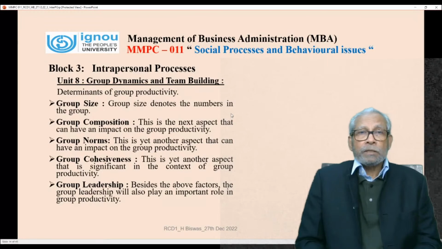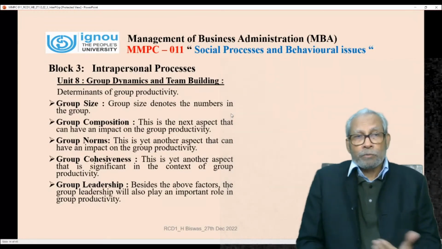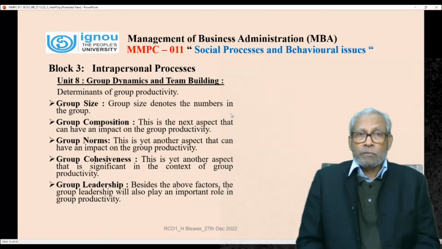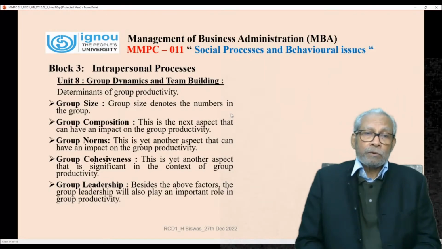Leadership, group leadership again. Finally, it is the top and a very valuable determinant. Besides the above factors, group leadership will also play an important role in group productivity.